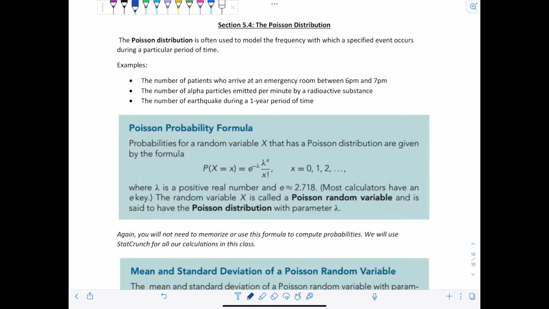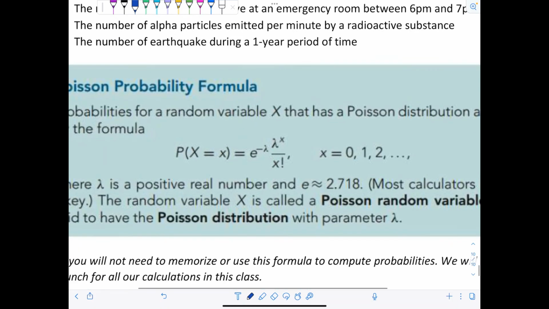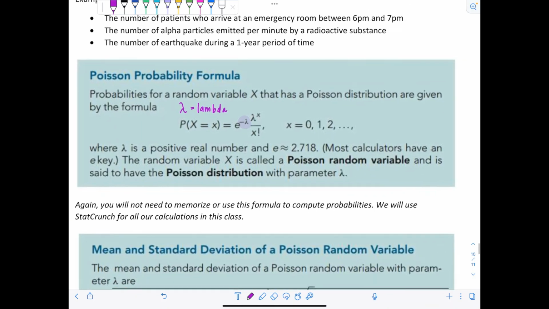And here's the Poisson probability formula. Probabilities for a random variable x that has a Poisson distribution are given by the following. The probabilities are equal to e to the negative lambda, this guy right here. Let me highlight it first. That Greek letter, this is lambda. Let me spell it properly. Lambda. Okay? E to the negative lambda times lambda to the x over x factorial, where lambda is a positive real number. Again, lambda will be given to you, okay?